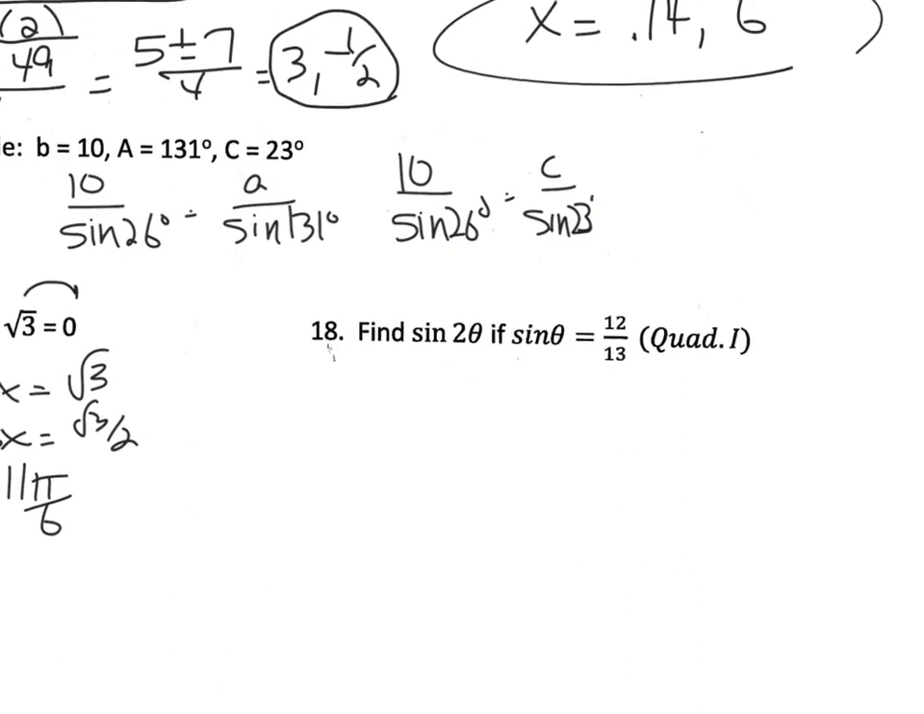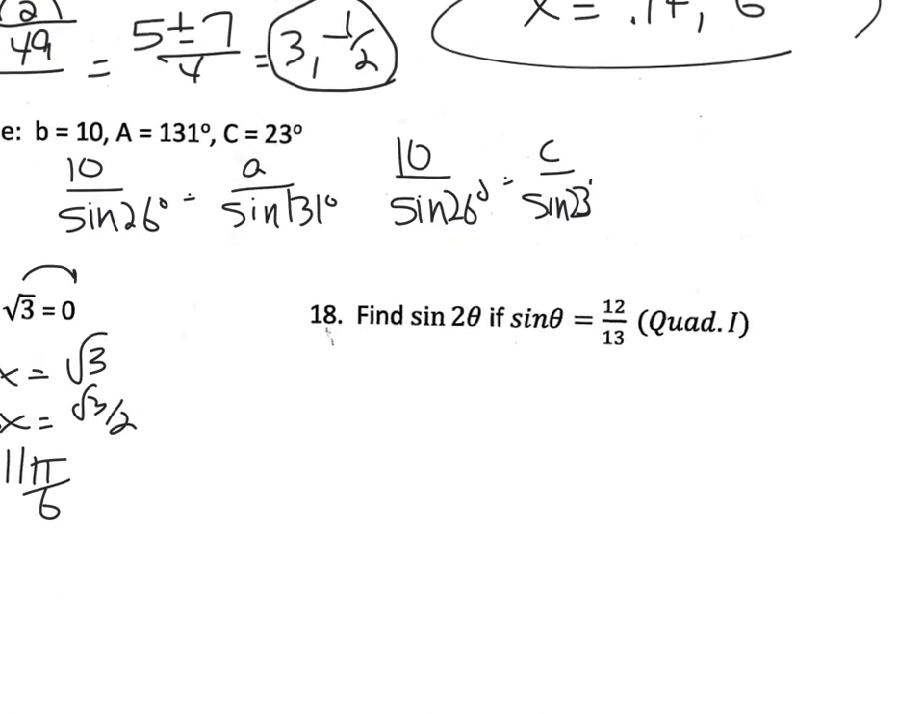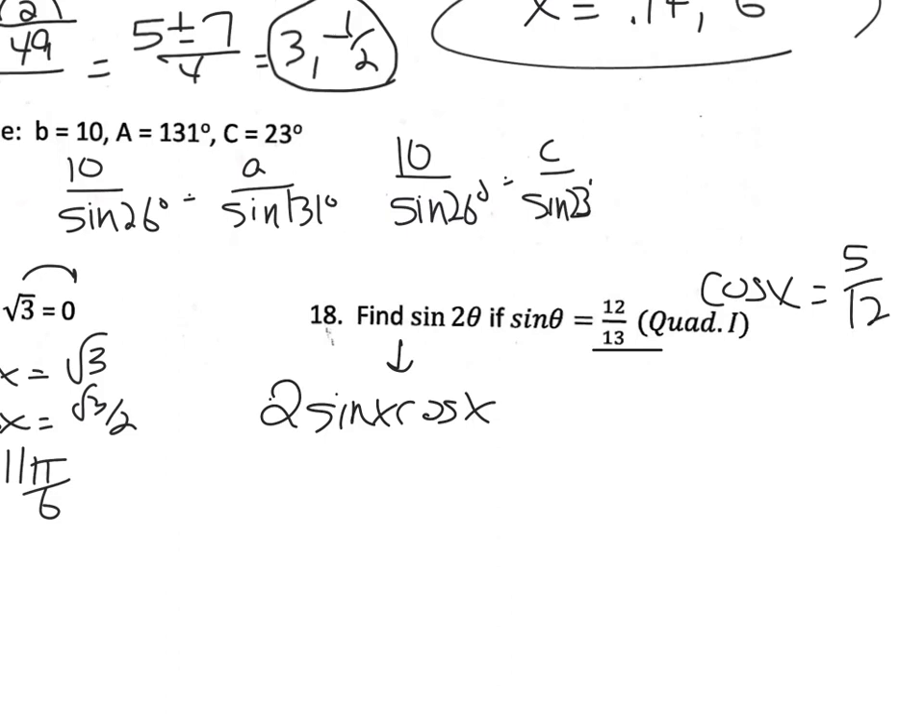Number 18, the last one. You might need your formula page or your identity page on this one. Sine 2 theta is really 2 sine theta cosine theta, or 2 sine x cosine x. So what I need to do, I can't do this unless I know sine and cosine. I know sine is 12/13. I know I'm in quadrant 1. I know a famous triangle is really 5, 12, 13, which means cosine is 5/13. I don't want to put 5, 12. It's 5/13. If you don't know that, you can draw your triangle.